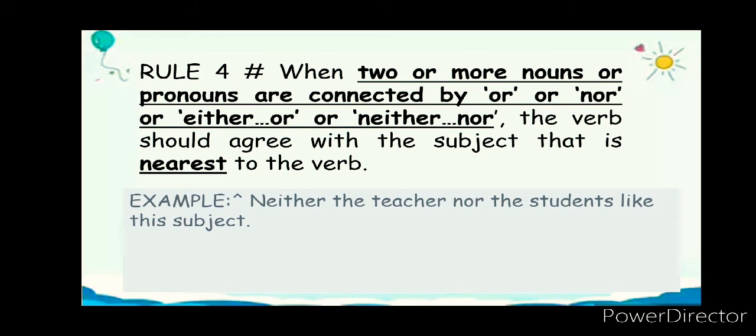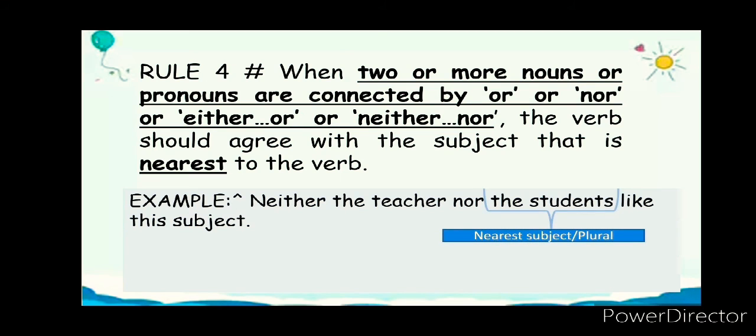For example, neither the teacher nor the students like this subject. Here, the nearest subject, the students, agrees with the verb like, and both of them are plural in number.